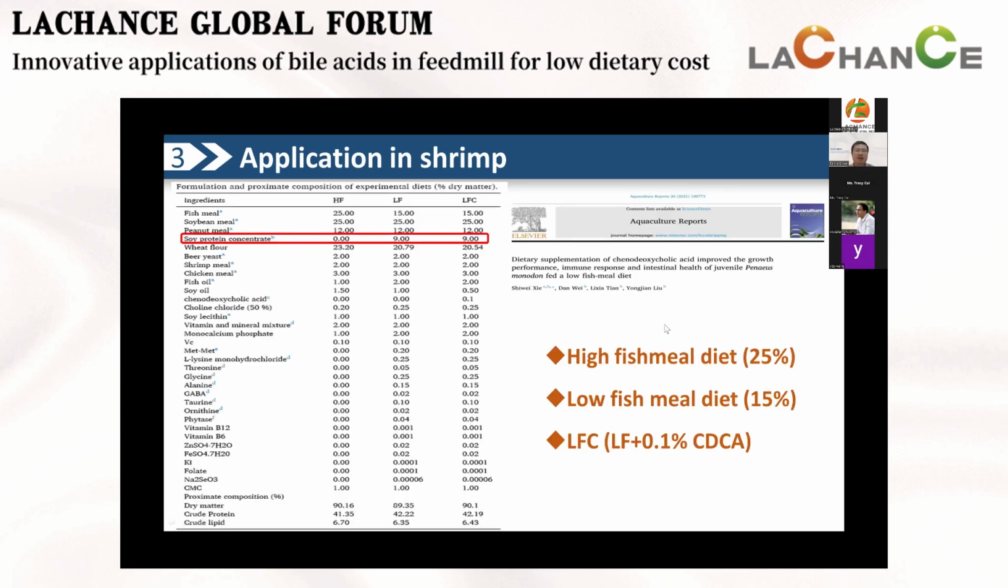And in the past 5 years, I have done many research in the shrimp about the bile acids. Here is my first research about the bile acids in the shrimp. In this experiment, we set 3 diets. One is the high fish meal diet, and the other is the low fish meal diet. And the third one is added the bile acids.